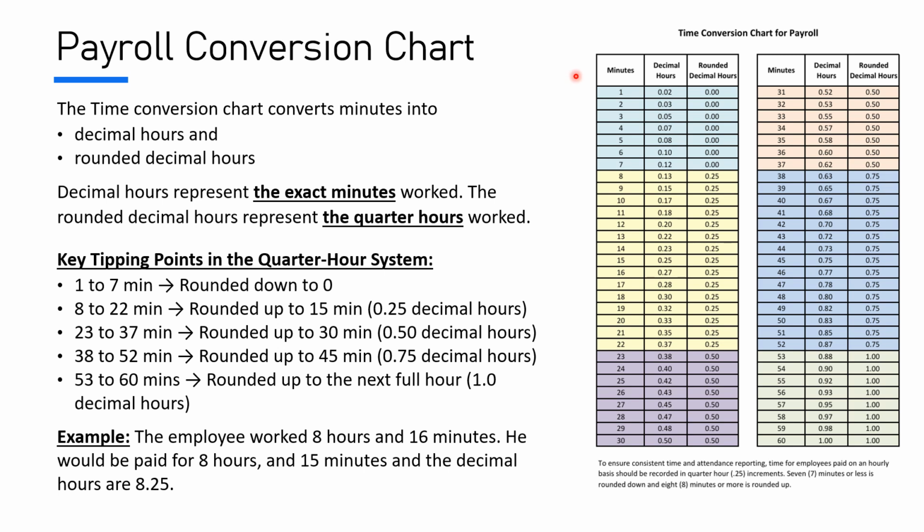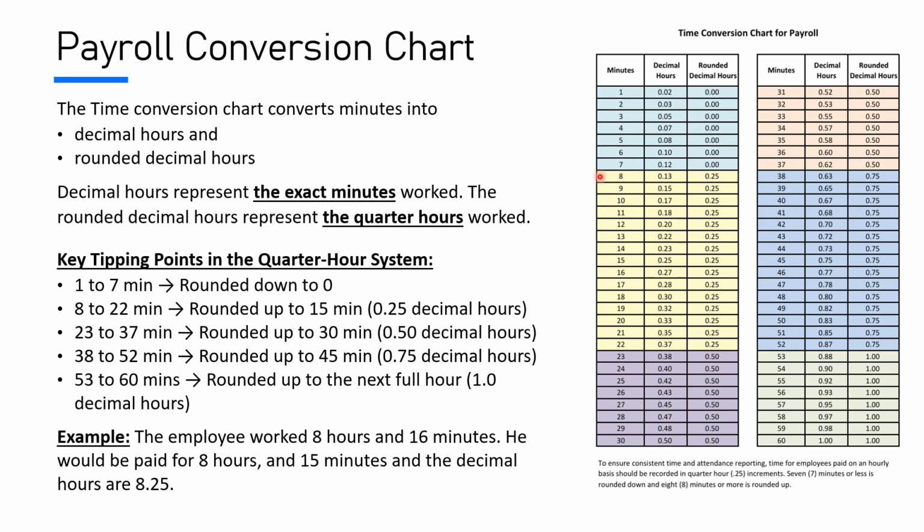Let's look at how this payroll conversion chart is set up. The first column shows the actual minutes from 0 to 30 and then 31 to 60. The second column shows the conversion to decimals for the 100th hour values, meaning the exact minutes worked as decimals. And the third column shows the quarter hour system where you round to the nearest 15 minutes. You can see that for the minutes 1 to 7, the value in the third column is 0. Under the quarter hour system, hours are rounded down until the tipping point is reached.